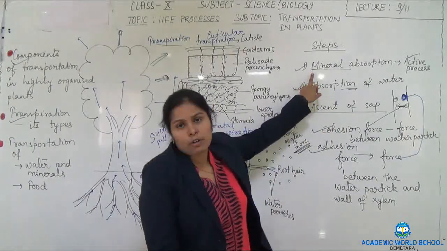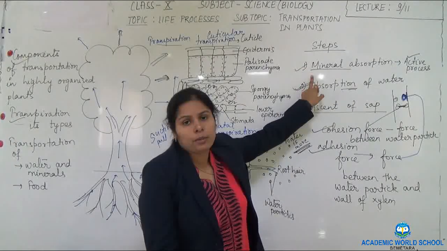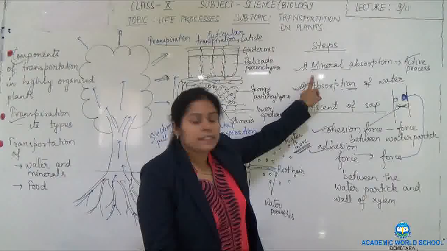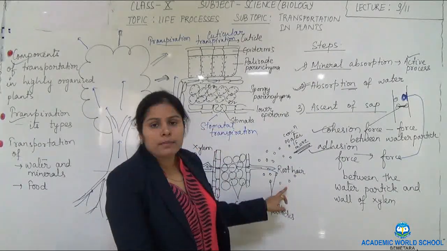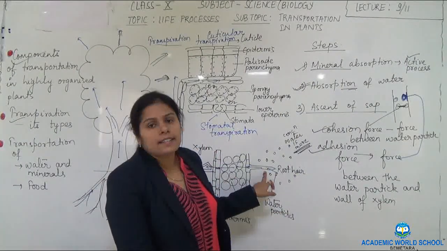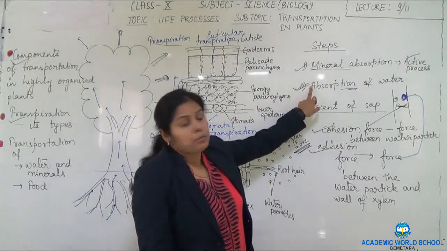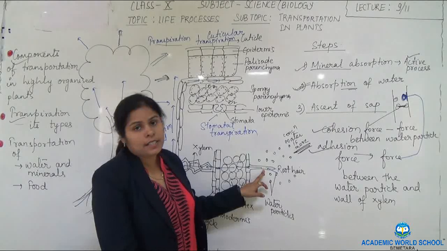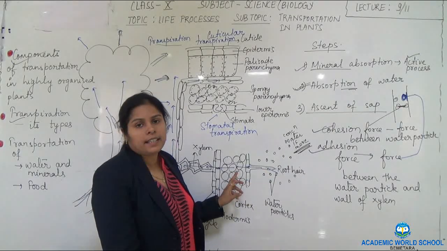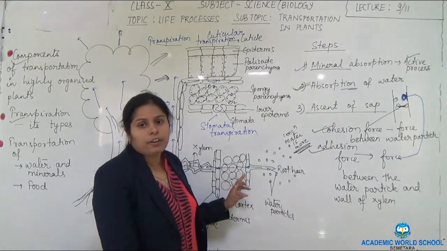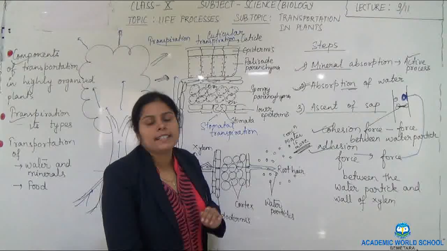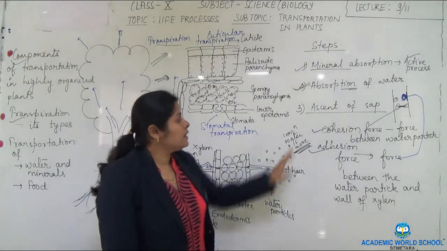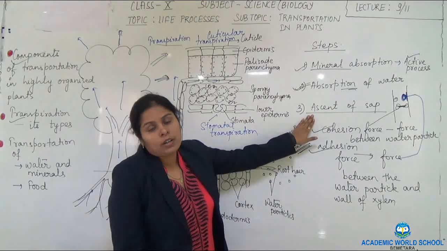One is mineral absorption. Mineral absorption is an active process, and we require expenditure of energy so that the minerals move from the soil particles into the cells of the root. Second is the absorption of water. Absorption of water takes place due to osmosis, and a positive root pressure is created, which is enough for supplying water to short-heighted plants like grasses. But when we talk about tall plants, this ascent of sap has to take place.